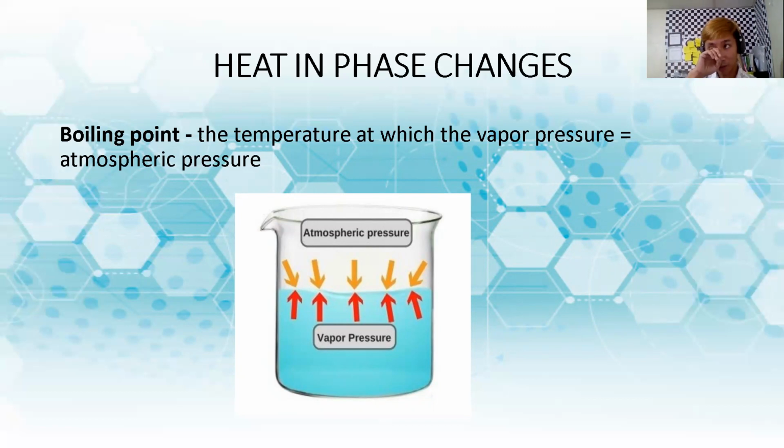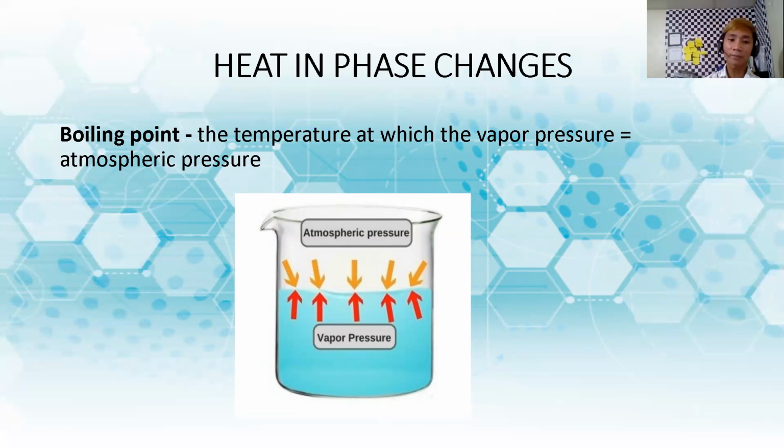As an application, let's say for example in summer, or during El Nino, why do the fish in fish ponds die? Because the oxygen level decreases. Why? Because the oxygen escapes, because of the increase in temperature.